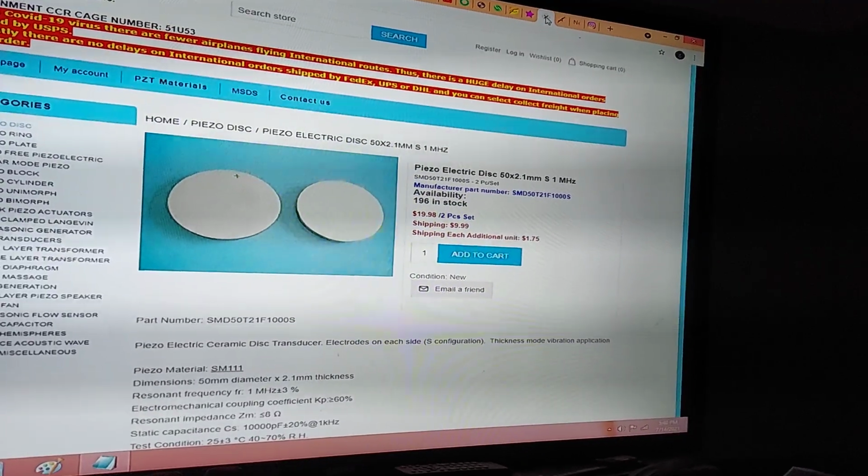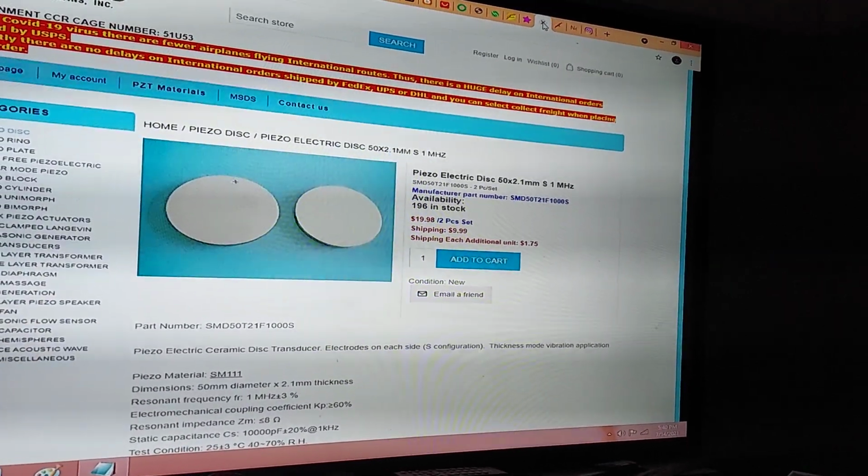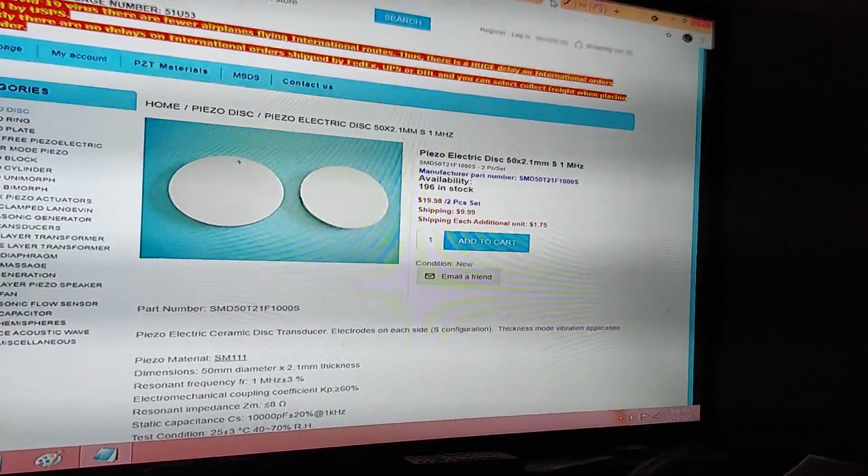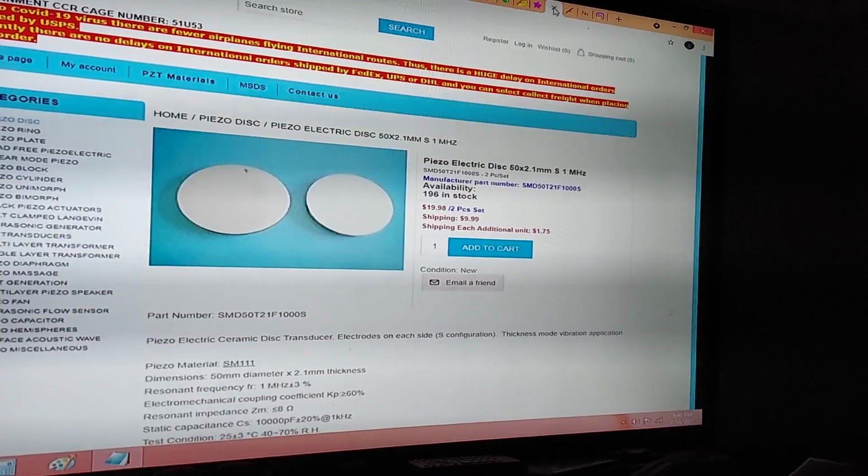This is by Stemink, and this is their piezoelectric 50 millimeter disc. I'll put this link in the description, and you can build your own piezoelectric SPL meter.